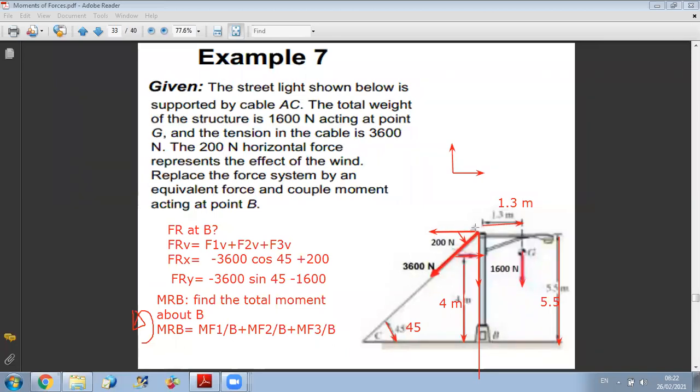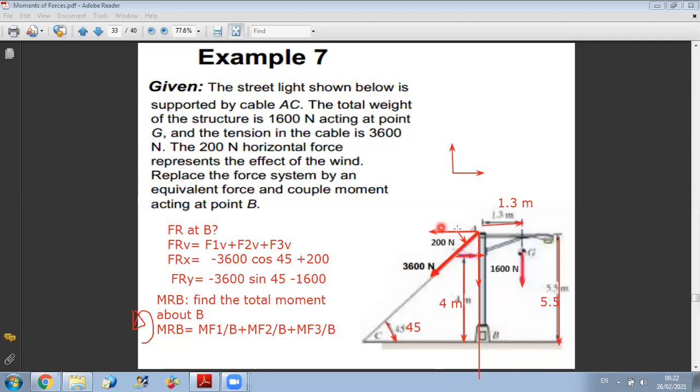Now, is it producing a clockwise or counterclockwise moment about B? Try to do your right hand rule, or you can do it like this with your pen. It's tending to rotate in a circle like this, so I'm moving in the counterclockwise direction. So it's a positive moment.